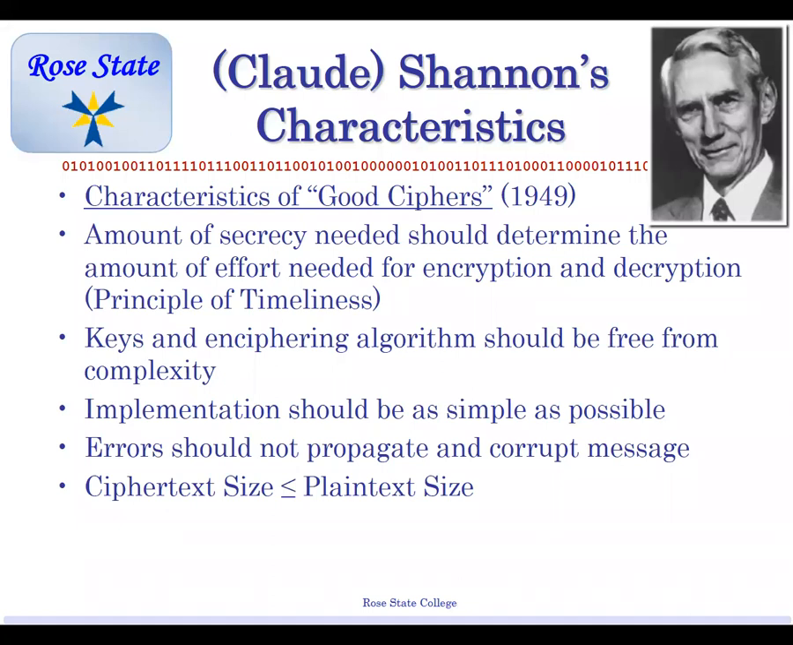But the principle of timeliness: if you're going to encrypt something that's going to be eaten in 5 minutes and gone in 20, it's not that critical. So the principle of timeliness is only do what's needed to protect it as long as it's needed, okay? All right, keys in encrypting or enciphering algorithms should be free from complexity.